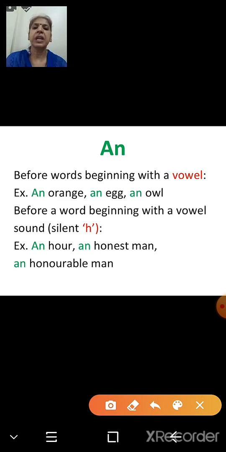Even before a word beginning with a vowel sound. For example, an hour. Now it is beginning with H. H-O-U-R, hour. H is a consonant, but while pronouncing, H is silent. So an hour. Hour is an 'ow' sound. So we use an. Similarly, an honest man. Honest, spelling is with H, but H is silent. So honest has an O sound. We use an. Similarly, an honorable man. So we have to keep in mind that an is used before a vowel or vowel sound where the first letter is silent.